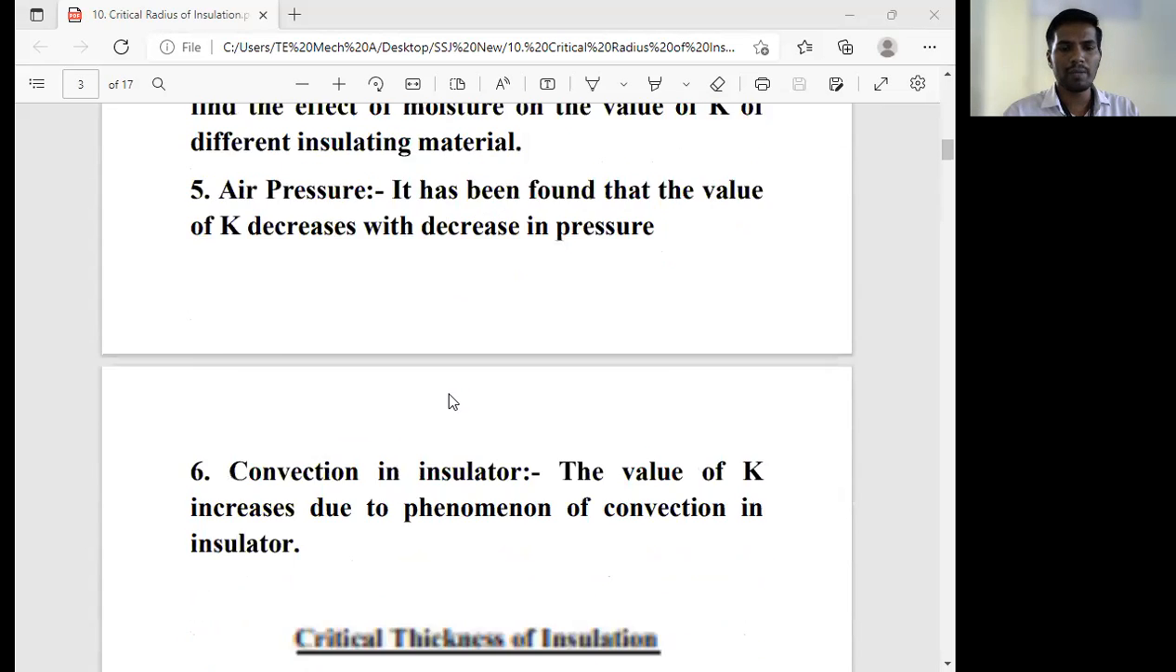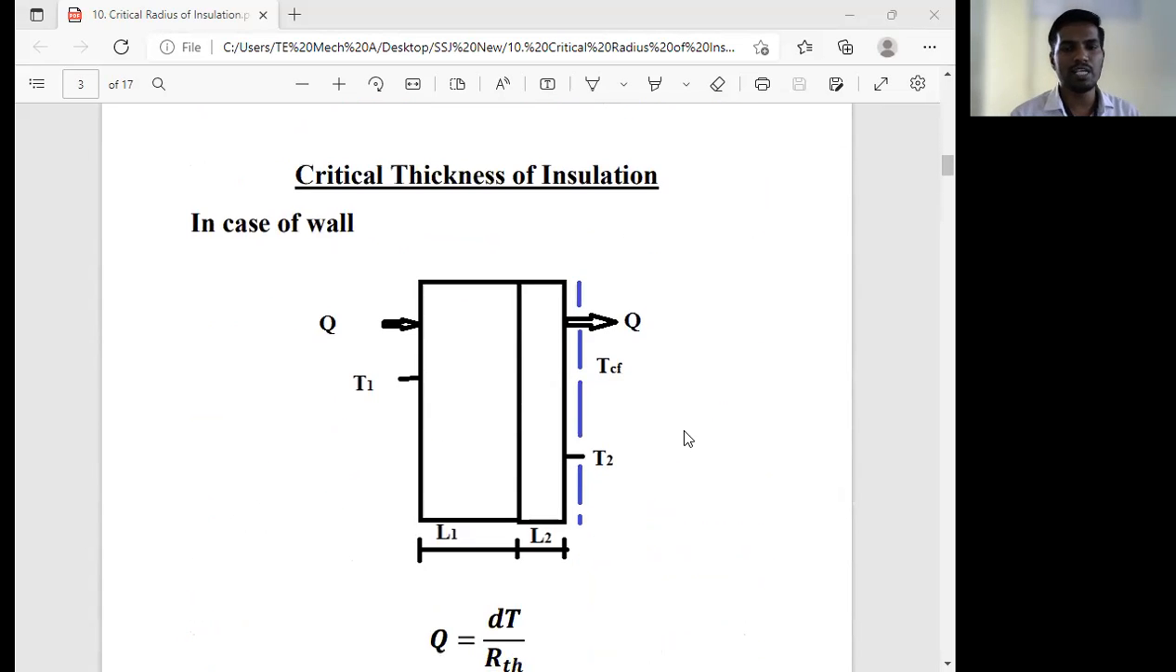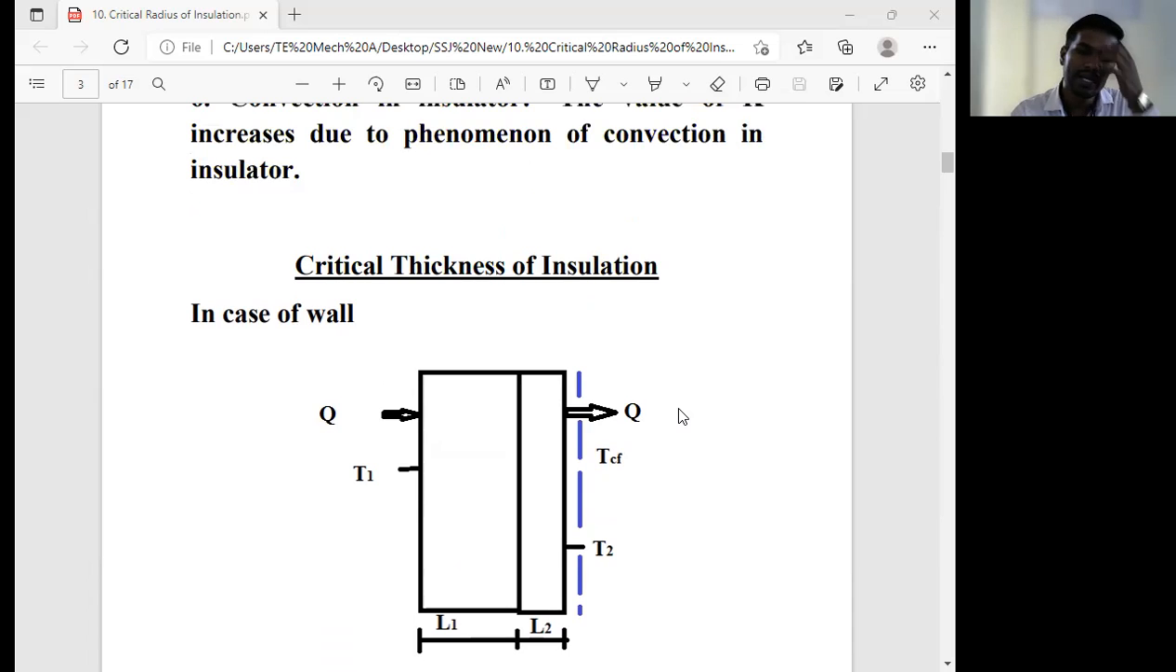Write down our main point: critical thickness of insulation. Write down, in case of wall. Critical thickness of insulation in case of wall, and draw this diagram.